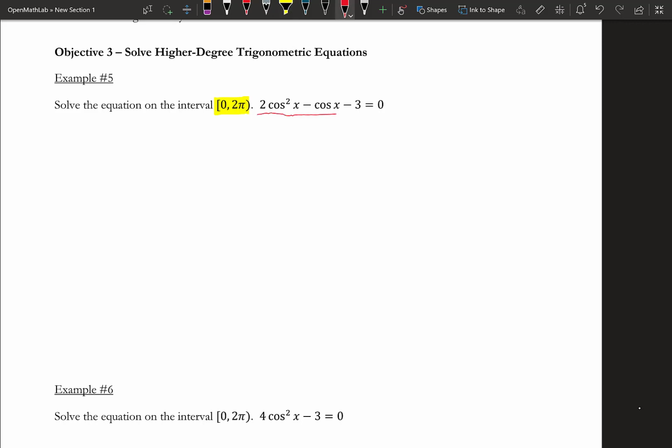So here's my trig equation that I want to solve. Looking at this, this is like 2 times cosine of x quantity squared. That's what this means. Minus cosine of x minus 3 equals 0. So this looks very much like a quadratic equation.